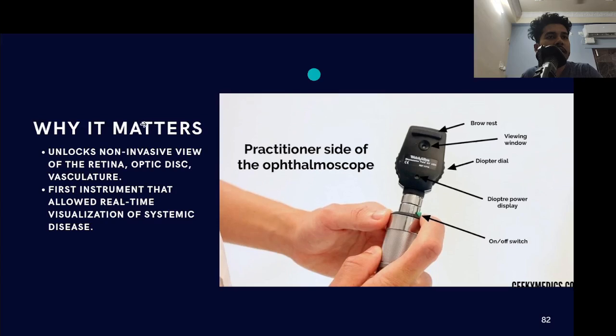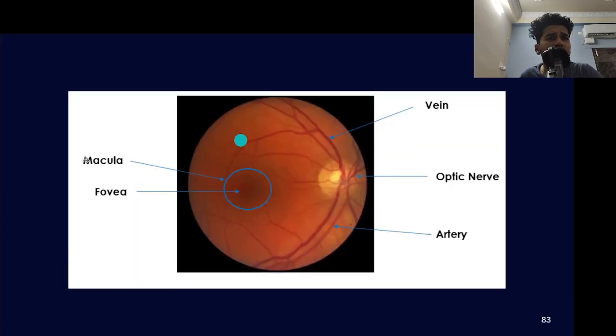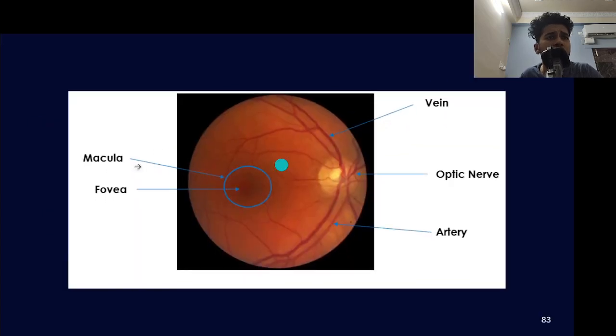The reason that it matters is that it unlocks the non-invasive view of the retina, optic disc, and vasculature. It was the first instrument that allowed real-time visualization of systemic disease. And this is an image of an ophthalmoscope. For example, you could see something like this viewing through the ophthalmoscope, where you have a vein, the optic nerve, an artery, the macula, and the fovea.